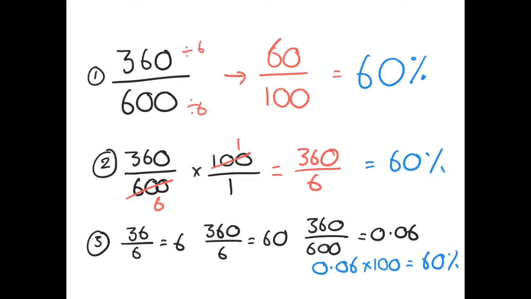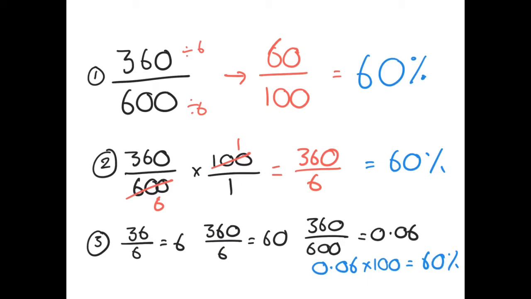If I want to do the division method to go through a decimal, I would simplify down to 36 over 6, which I know is 6. So I know 360 divided by 6 is 60. So 360 divided by 600 will be 100 times smaller than that, 0.06. And as you've guessed it, at this point, it's a bit of a waste because I'm going to multiply that back by 100 again to get to 60%.